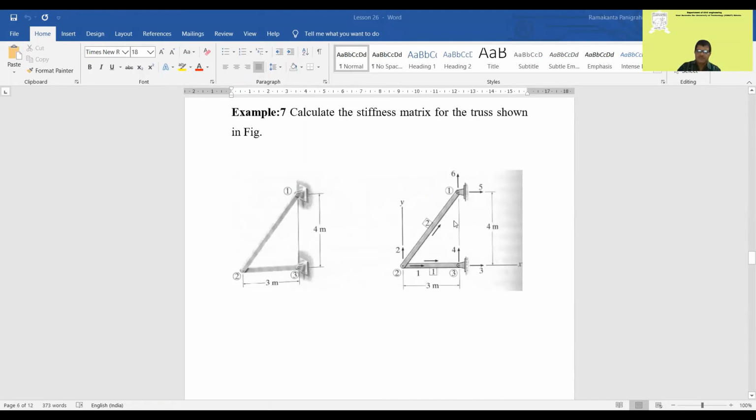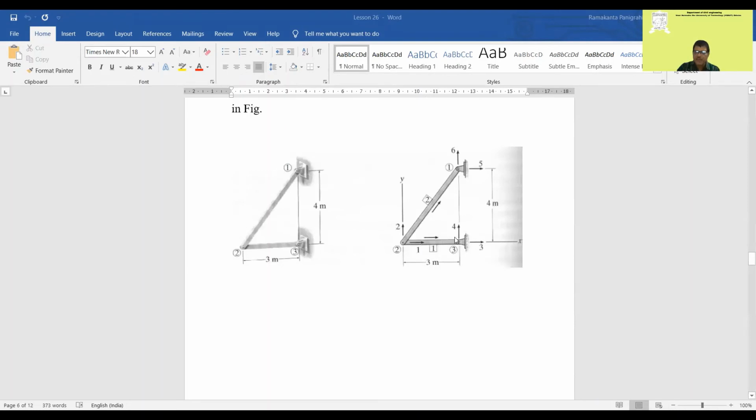See, this is a truss. Calculate the stiffness matrix for the truss shown in the figure. This figure is shown as 3, 4, 5, so the angle can be obtained. These are hinged. At each end we have coordinates 1, 2, 3, 4, 5, 6. This is member 1. Member 1 is connected to 1, 2, 3, 4. Member 2 is connected to 1, 2, 5, 6. Which you take as near end and which as far end depends on you. So now you can find out the values.